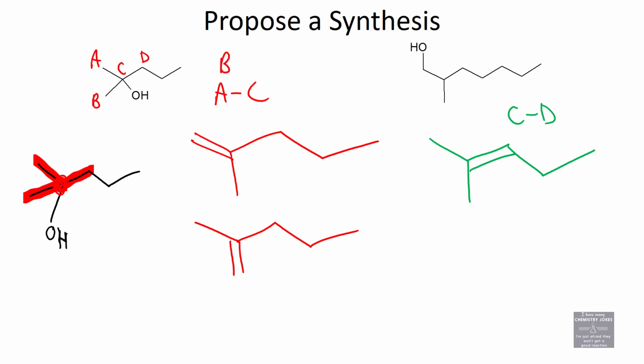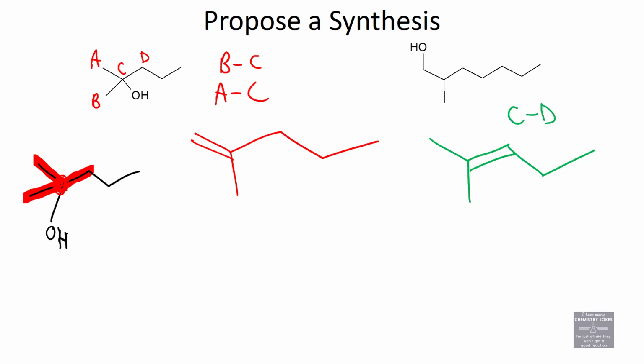These other red ones were ANC or BNC. Yeah? Okay. So if we're trying to propose a synthesis of that alcohol, we're going to need to start with either the red alkene or the green alkene. One may be a better choice than another. I don't know. Sometimes there is a better choice. Sometimes there are multiple choices that work out the same.